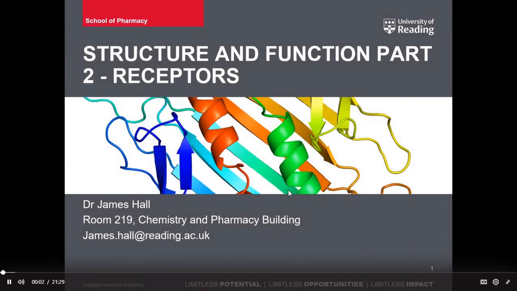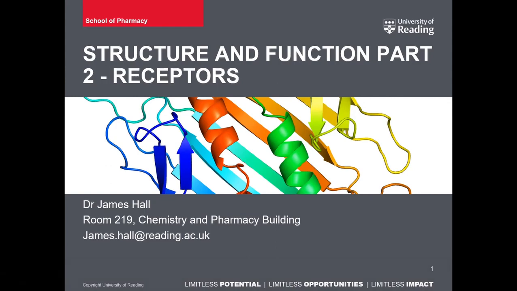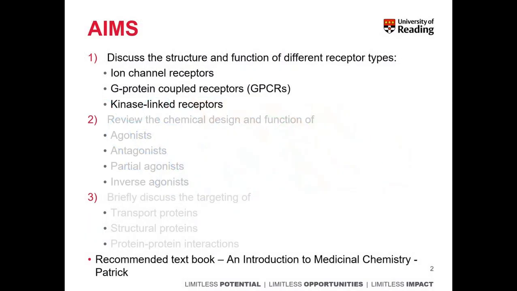In this part, we'll be looking at receptors and how we can modulate receptor activity. So within this part, we'll be looking at the structure and function of different receptor types, including ion channels, G-protein coupled receptors, or GPCRs, and kinase-linked receptors. And in future sections, we'll be looking at the chemical design and function of agonists, antagonists, partial agonists, and inverse agonists as well.